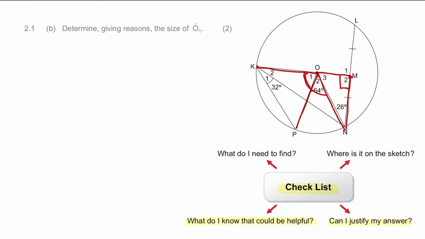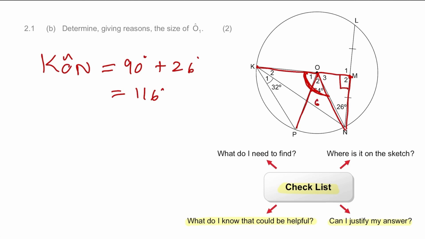We can either take this arc, extend it across the 64 degrees, which we know, and use the exterior angle of the triangle. It gives us an answer in very few steps. So angle KON is equal to the sum of the two interior opposite angles. So angle KON, very simply, is equal to 116 degrees using the exterior angle. If we subtract the 64 degrees, which we've been given here, then we will be able to work out the size of angle O1.